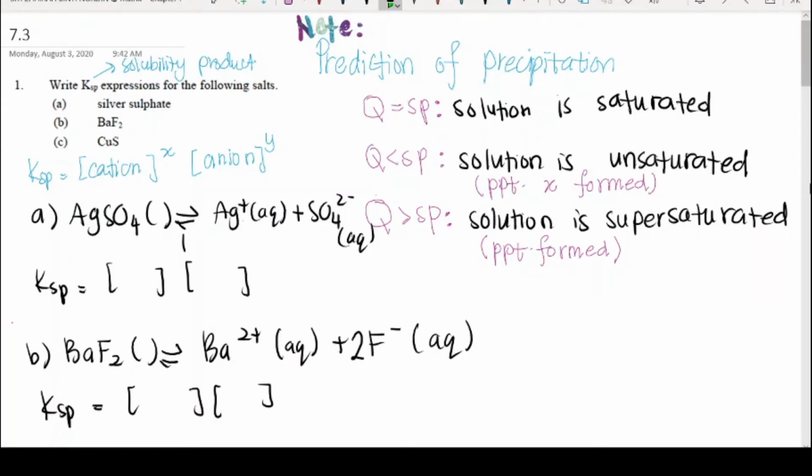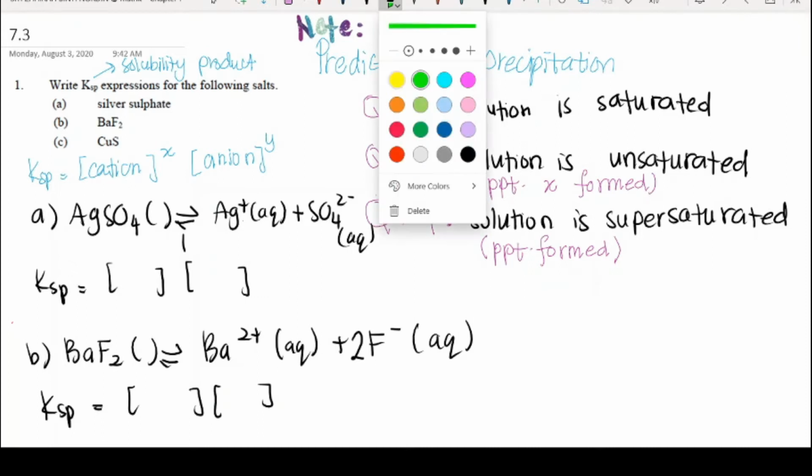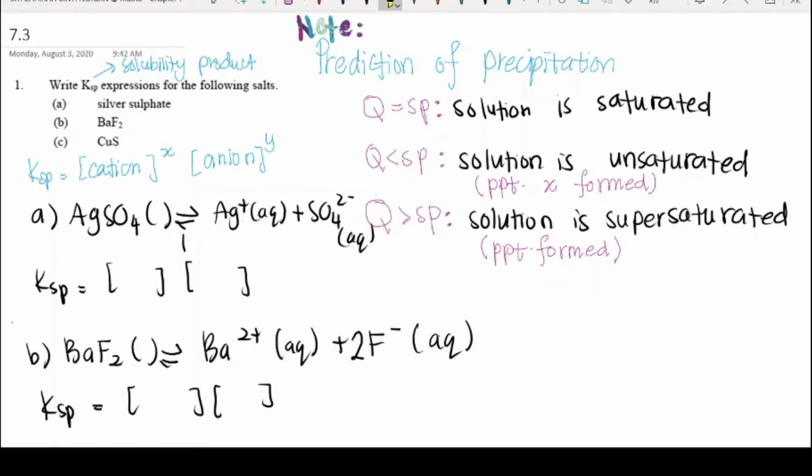For 7.3, you need to learn how to write your KSP, which is your solubility product, and how to predict whether a precipitate will form or not by comparing your Q to your KSP. When Q is equal to KSP, your solution is saturated, but when Q is less than KSP, your solution is unsaturated, meaning the precipitate will not form. But for Q greater than KSP, your solution is supersaturated, meaning there is a formation of precipitate.